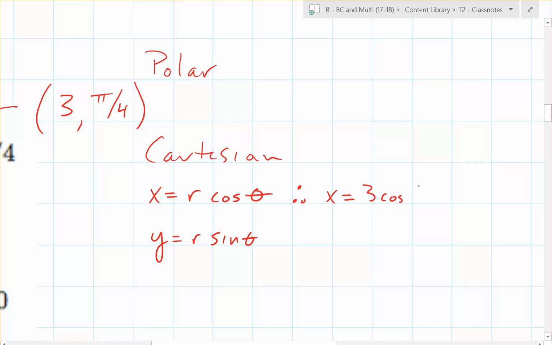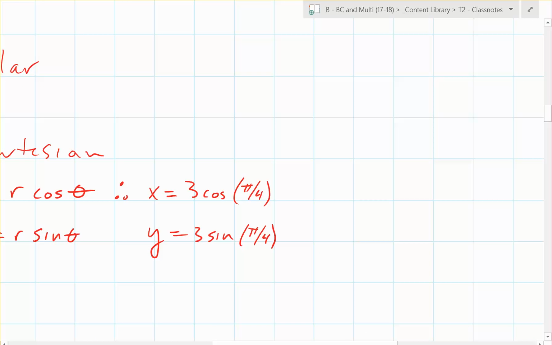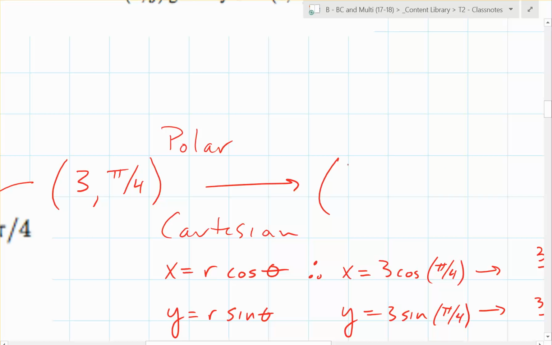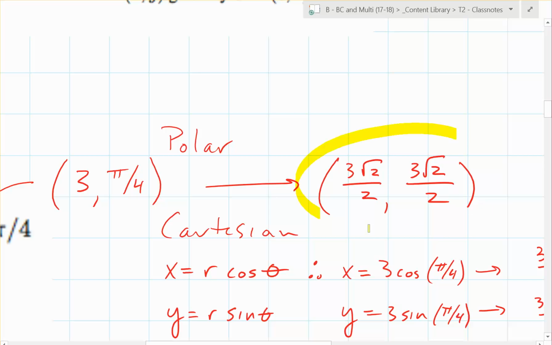3 cosine, and y is equal to 3 sine. And in this case, sine and cosine of pi over 4 are both the same thing, right? So what do we have for our coordinates here? 3 root 2 over 2 and 3 root 2 over 2. So this coordinate right here, that's in polar. If we wanted to go to Cartesian, it would be 3 root 2 over 2, comma, 3 root 2 over 2. So if you have r and theta, you can go directly into Cartesian coordinates.